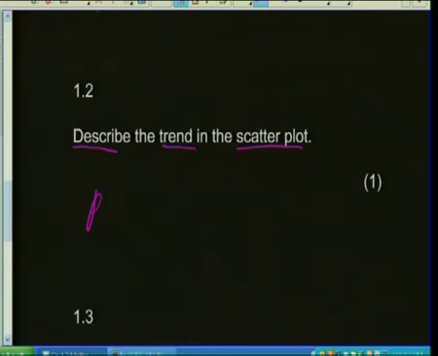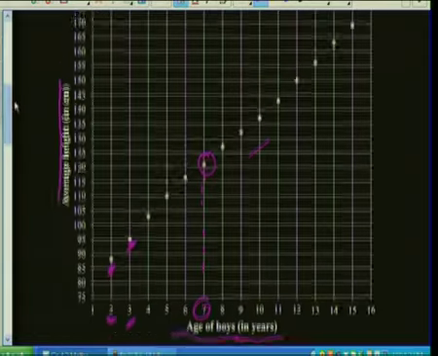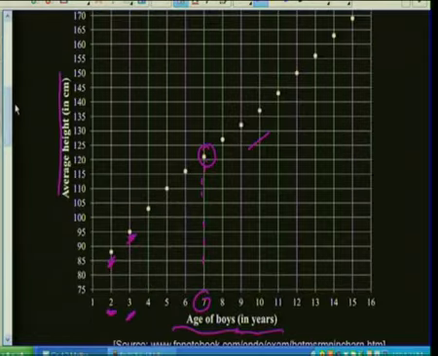So this is a positive correlation. What do I mean? If I can draw a straight line, the points will be close to the straight line. So it's a strong positive correlation. Okay, great. Now, the next question.